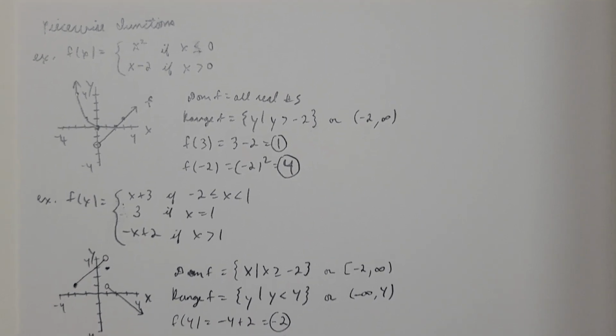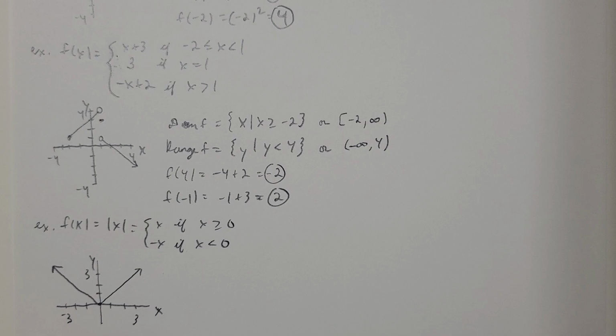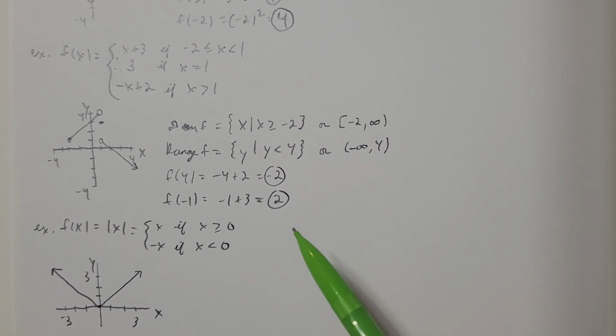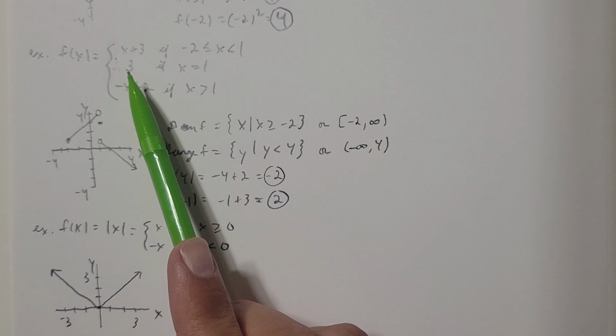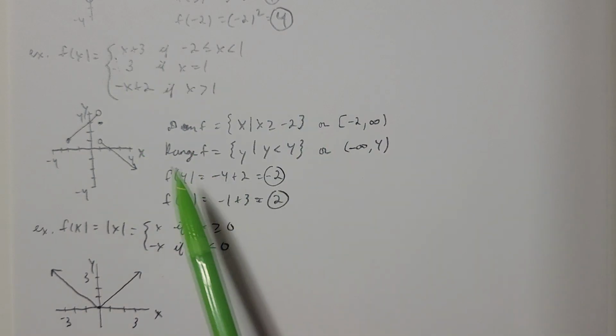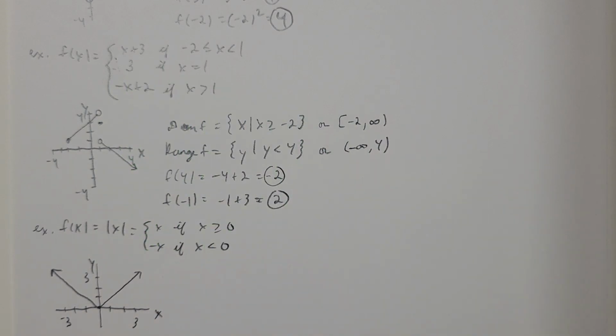Okay. Let's go ahead and try another example. So what if I had the function f of x equals x plus 3 if x is between -2 and 1, including -2. We're going to have 3 if x is equal to 1, and then -x plus 2 if x is bigger than 1. Okay, let's go ahead and graph this curve, and we'll state the domain and the range, and then we'll plug in a couple of numbers here.